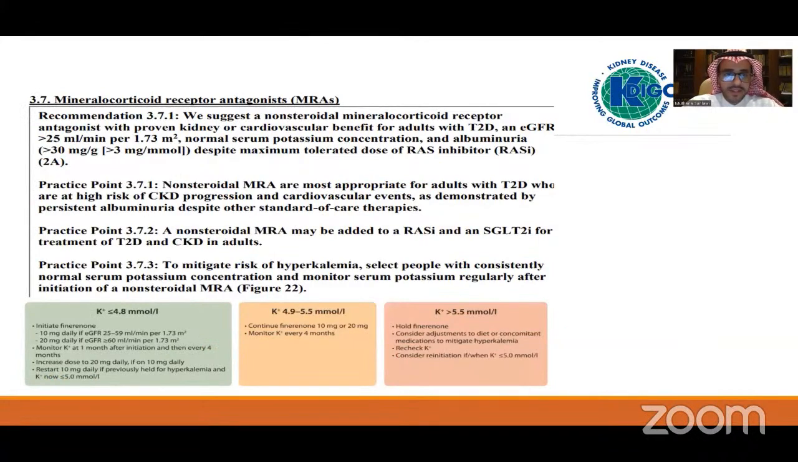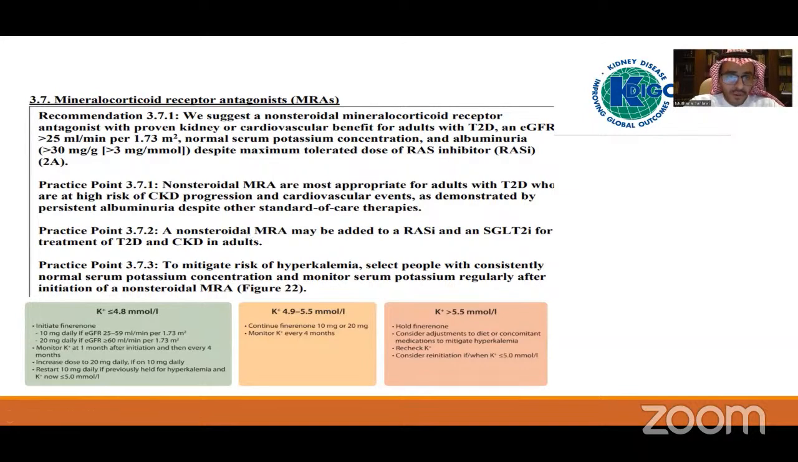The other new thing in the guideline, in addition to the SGLT2 inhibitors, is the non-steroidal mineralocorticoid receptor antagonist, finerenone, which is recommended in patients with type 2 diabetes and CKD with eGFR of more than 25. It is an important medication, especially in those who are at high risk of disease progression with persistent albuminuria despite the standard of care. It can be added to RAS or SGLT2 inhibitors for the treatment of type 2 diabetes and CKD.